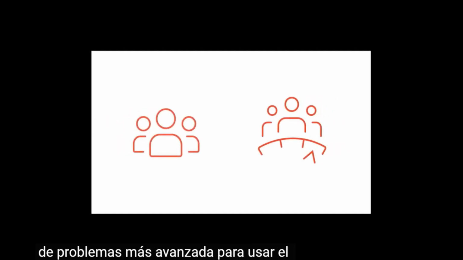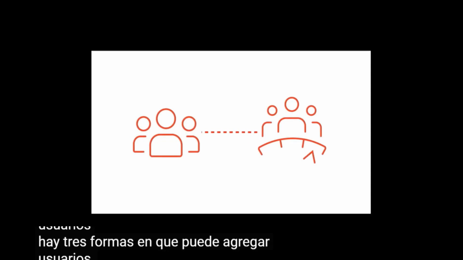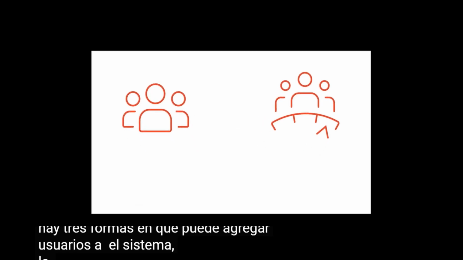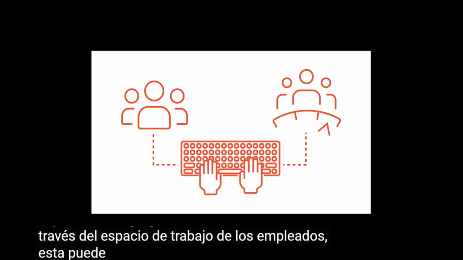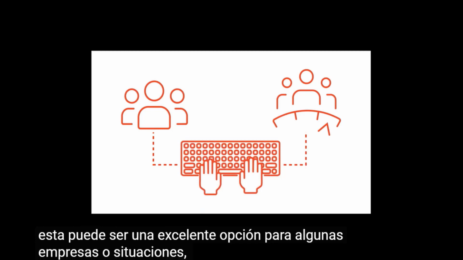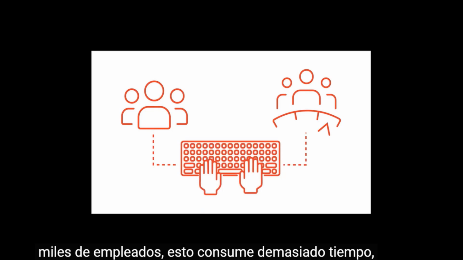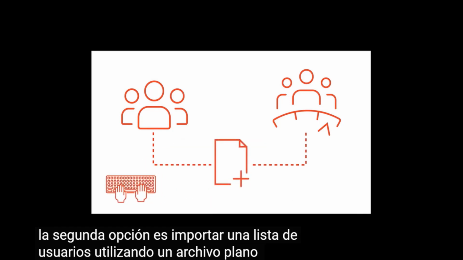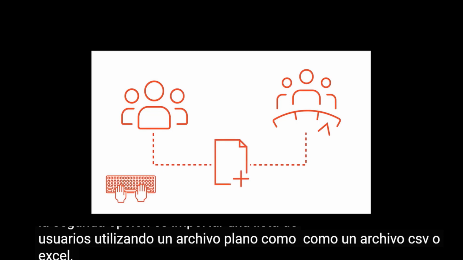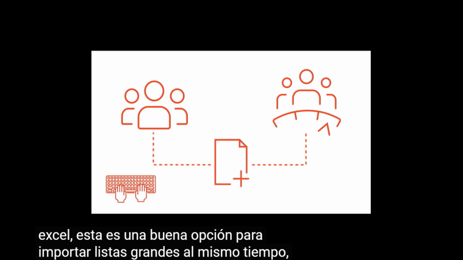To use Ivanti Service Manager, you need users. There are 3 ways that you can add users to the system. The first is manually adding them through the employee workspace. This can be a great option for some companies or situations, but if you have thousands of employees, this is too time-consuming. The second option is to import a list of users using a flat file, such as a CSV or Excel file. This is a good option for importing large lists at one time.